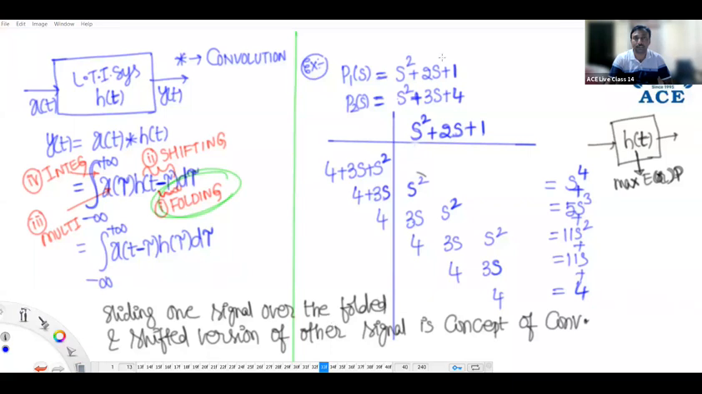What, Girija? Are you sleeping? This is not overlap. S square into S square. We are placing the second folded and shifted version on the first one. So in the process of sliding, S square into S square is not overlap, it is S power 4. Next time S square into 3S plus 2S into S square.